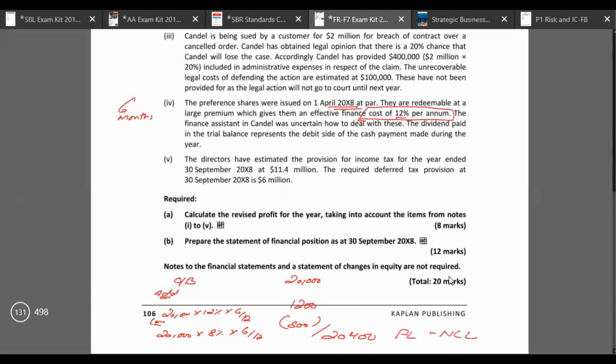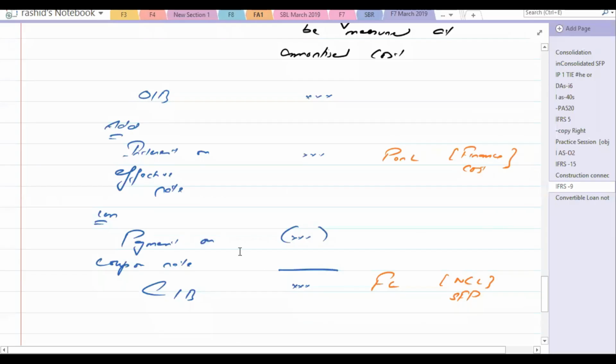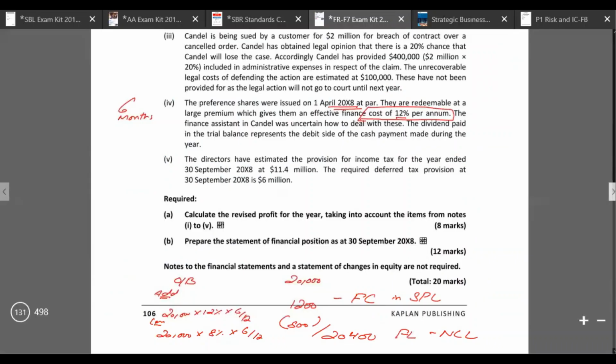And this 1,200 is actually your finance cost in the statement of profit or loss. So this is how you're going to do it in the exam. This was a very simple working. As I said, you take the opening balance as per trial balance, and then you add the interest at the effective rate less payment at the coupon rate, and that gives you the closing balance. This is how you're going to do it. So this was the Candle question.